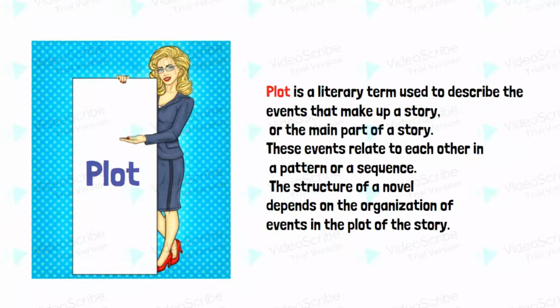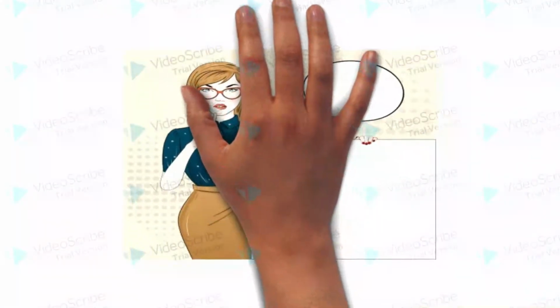So, plot means simply the events that make up a story or a narrative. That's it. Now, I want you to think if the plot or those events in a narrative are happening in a straight timeline, or there are a lot of ups and downs in a story. What do you think? Do you think the plot timeline is a straight line, or we have a lot of ups and downs? Think about it.